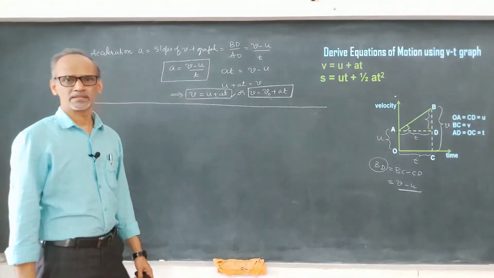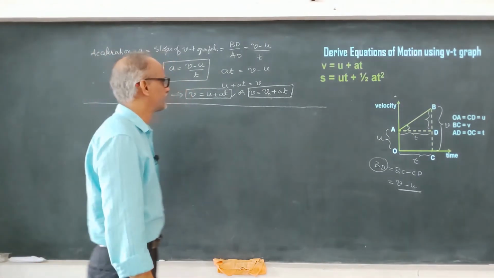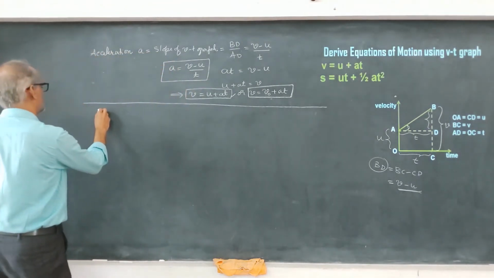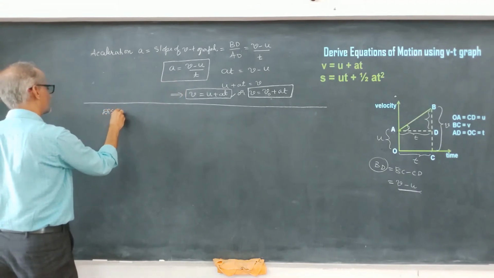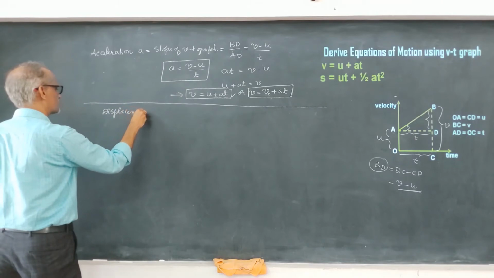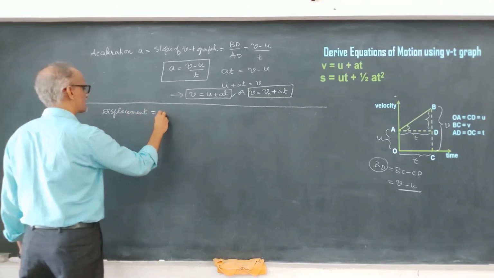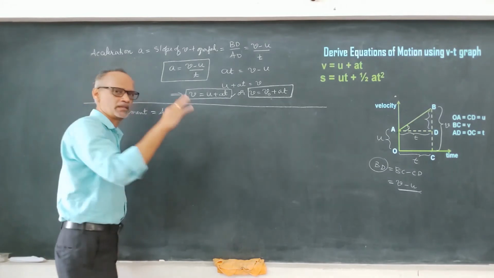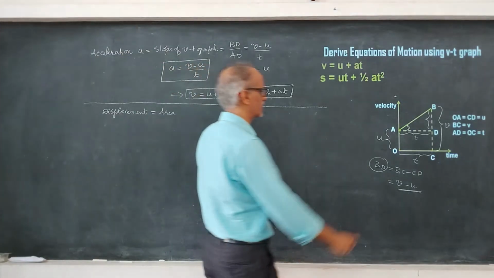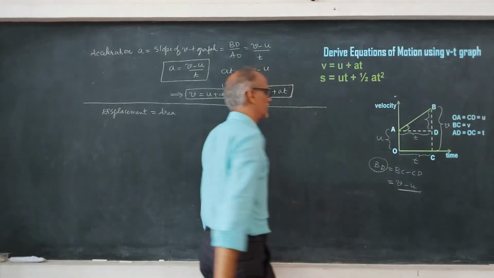To derive this, I will find S. S stands for the displacement, correct? So how do you find the displacement? Displacement is equal to the area below the VT graph. What is the shape of the VT graph? The shape here is a trapezium.